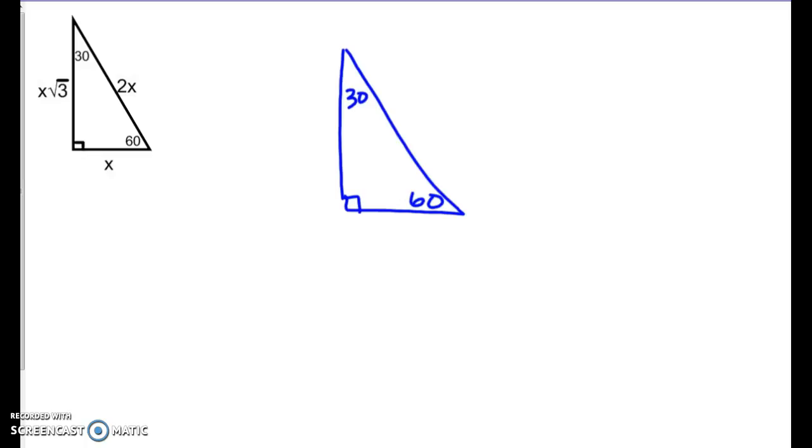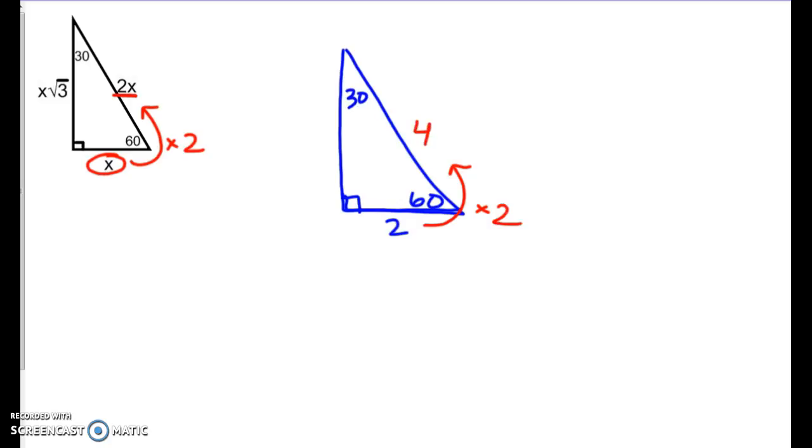Let's say we know our short side, or our short leg, to be 2. Since we know our short leg, to go from our short leg to our hypotenuse, notice that we multiplied that side by 2. So that's exactly what we're going to do over here. We're going to take 2 and multiply it by 2. So we end up with 4 as our hypotenuse.